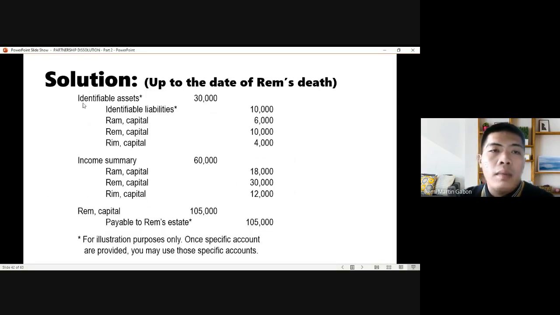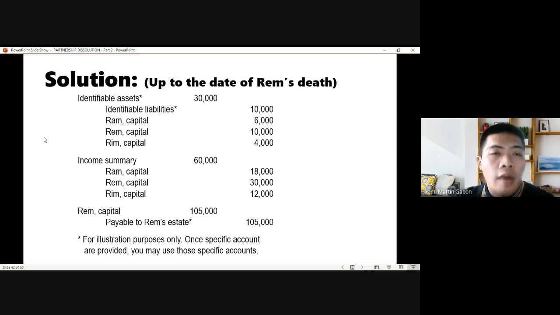So to do that, let's look at everything in the journal entry. Debit identifiable assets for the increase of 30,000. Credit identifiable liabilities for the net increase of 10,000. Then credit capital accounts for the respective share in the net increase. Then debit income summary for 60,000 for the amount of profit as of the date of death of REM on October 31. Then credit RAM, REM, and RIM for the share in the net profit: 18,000, 30,000, and 12,000 respectively.